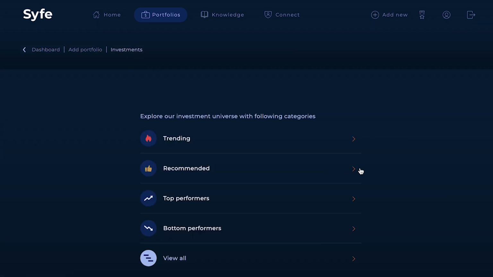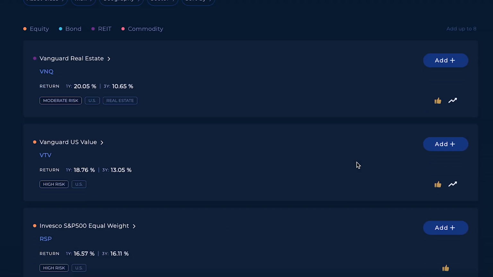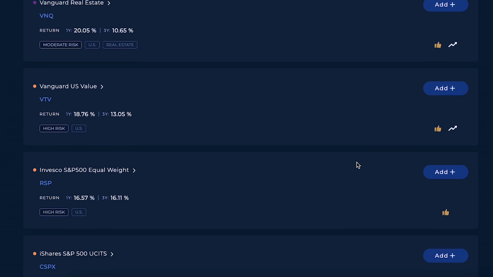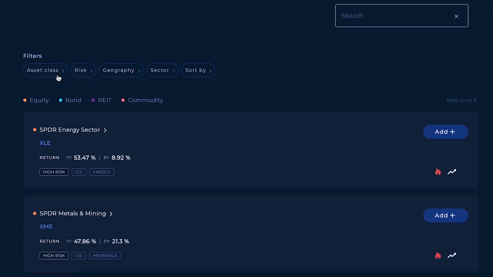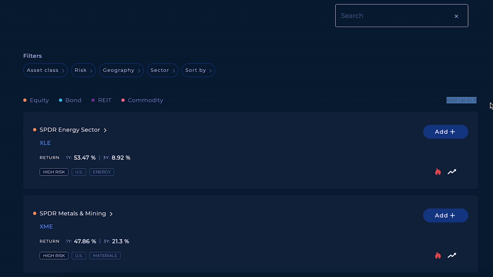So these are really some of the things that you can look at, and maybe you can look at some of the recommended one like real estate, value stocks, equal weight S&P 500. Or if you want to apply some filters like asset class, risk, geography, sector, then you can go and select all these things that you really like. Of course, you can only add up to 8 ETFs. That is the max that they can hold.